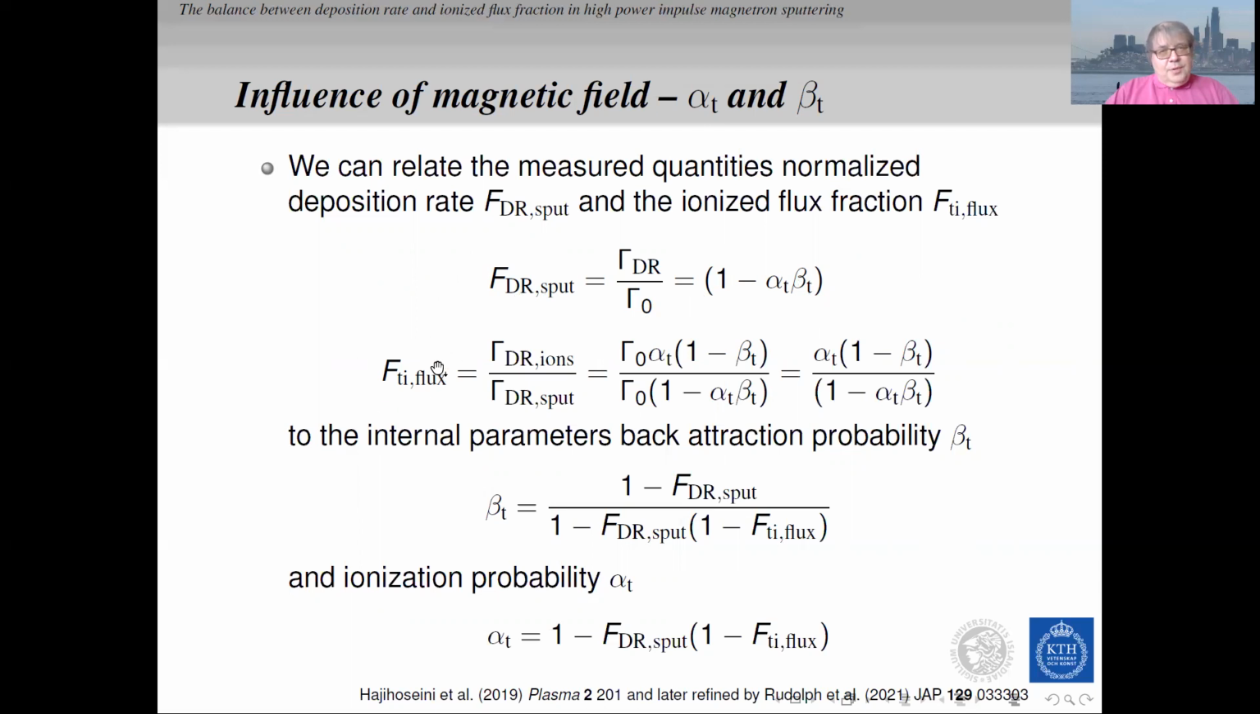The ionized flux fraction has a slightly more complicated relation with alpha and beta, but we have a relationship between the measured quantities and these internal parameters. That means that we can derive equations that give us the back attraction probability as a function of the deposition rate and the ionized flux fraction, as well as the ionization probability as a function of the deposition rate and the ionized flux fraction. So we can, from the measured quantities, look at these internal parameters.